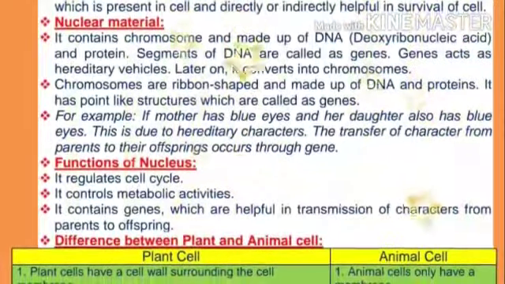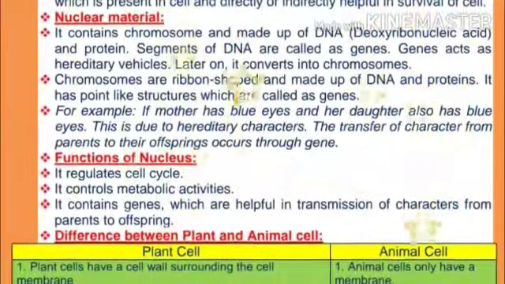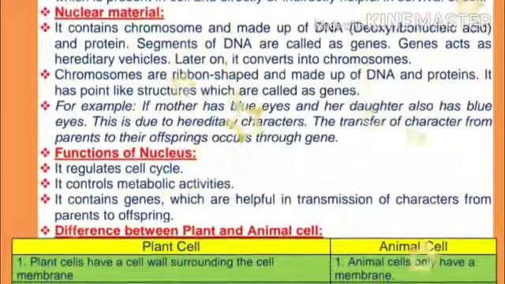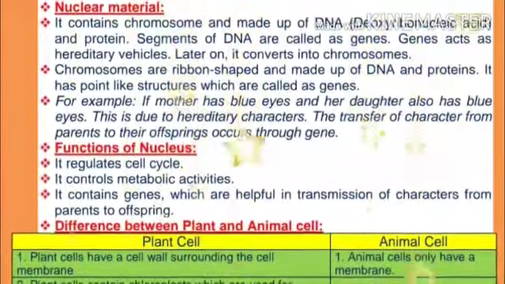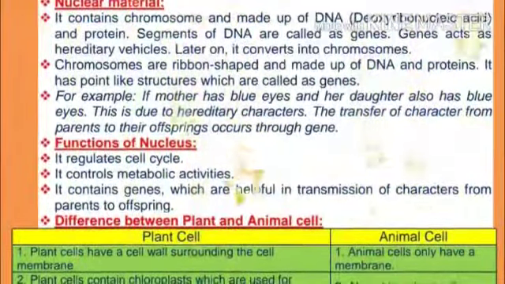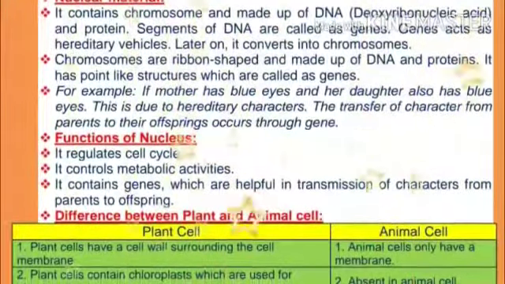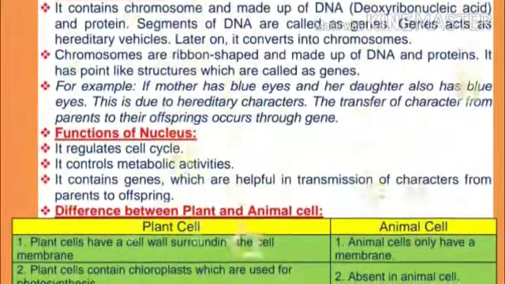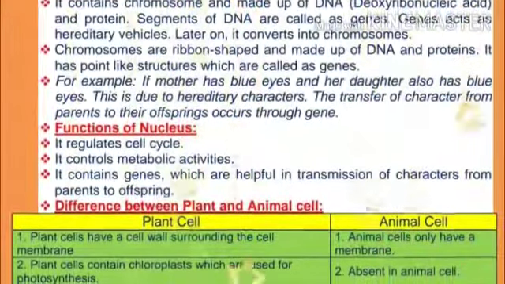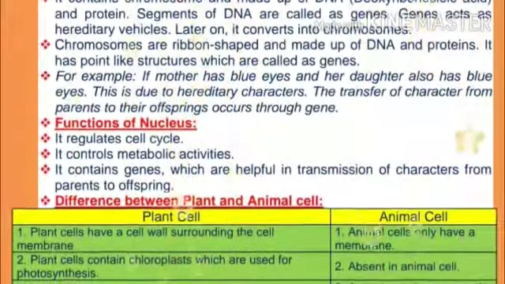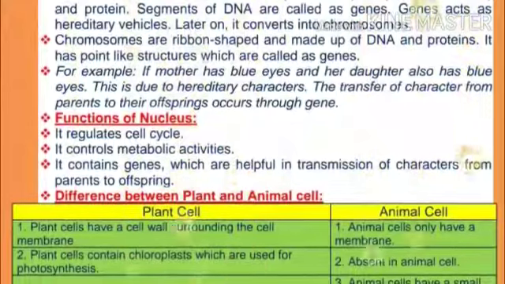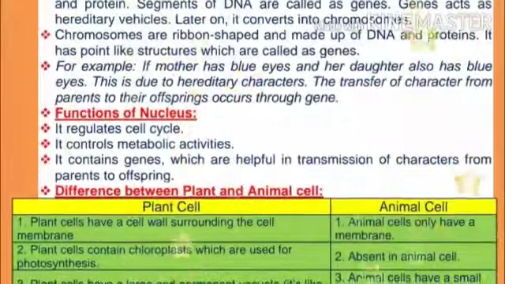Next topic and the last topic of this chapter, difference between plant and animal cell. Plant cell and animal cell. Plant cells have a cell wall surrounding the cell membrane. Animal cells only have a membrane. Plant cells contain chloroplast which are used for photosynthesis. In animal cell, chloroplast is absent.